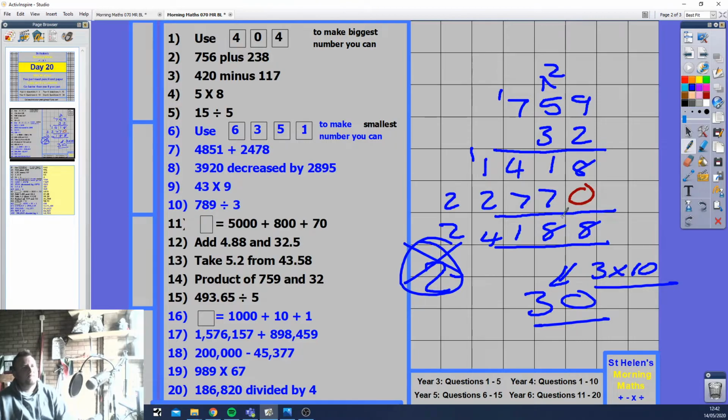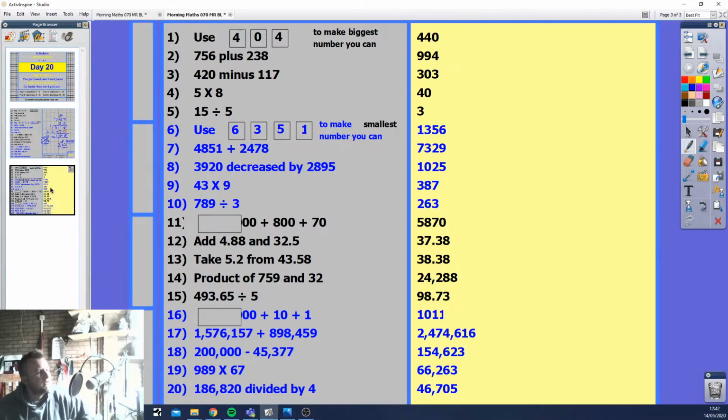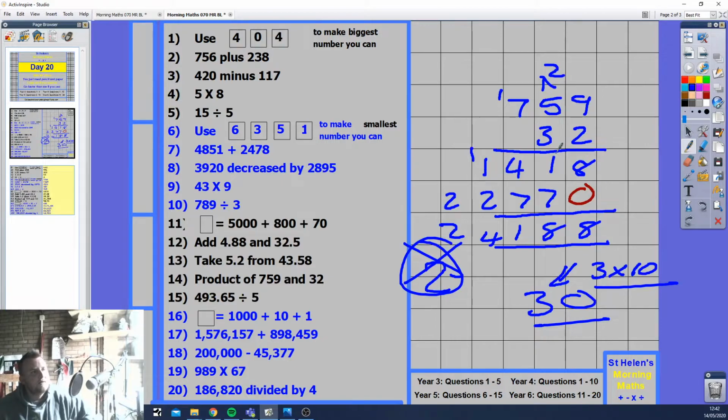I've made a mistake. Where have I made a mistake? Let's have a look. So 4 plus 7 is 11. 24188, and then they've got 24288 over here. Let's just have a quick look so I can check my work.